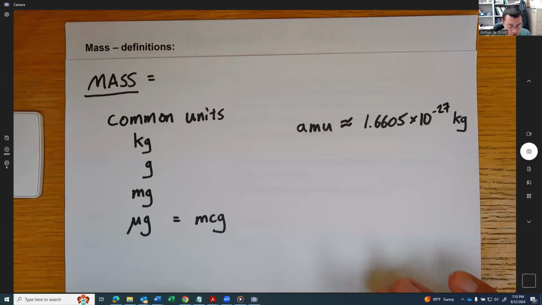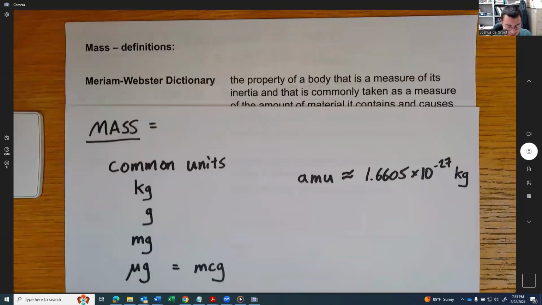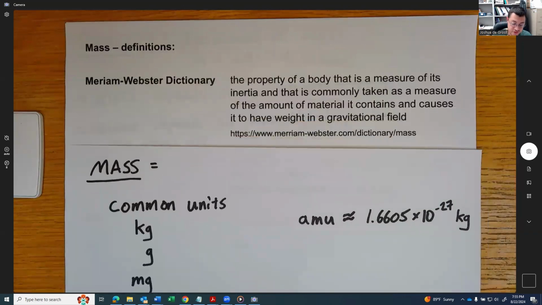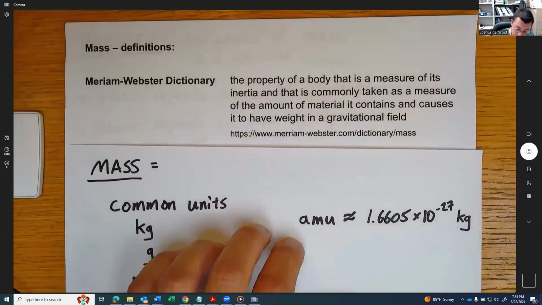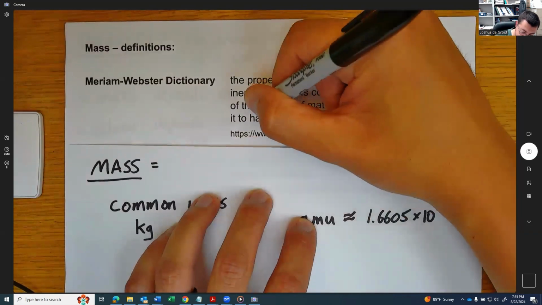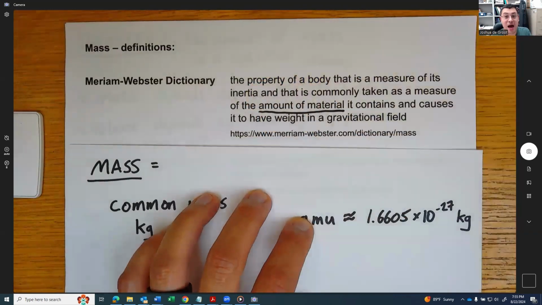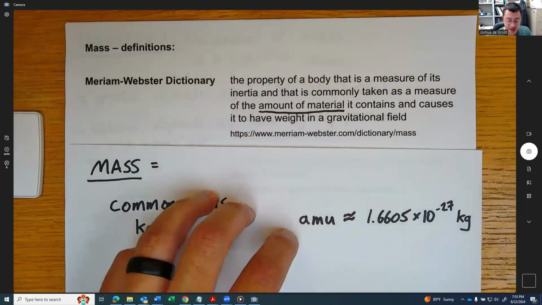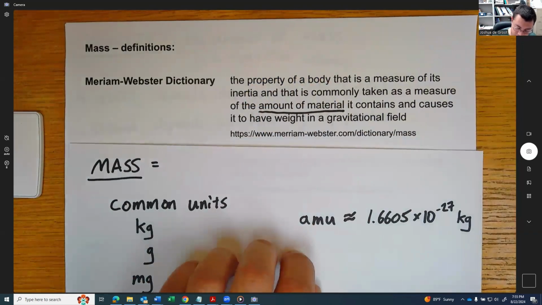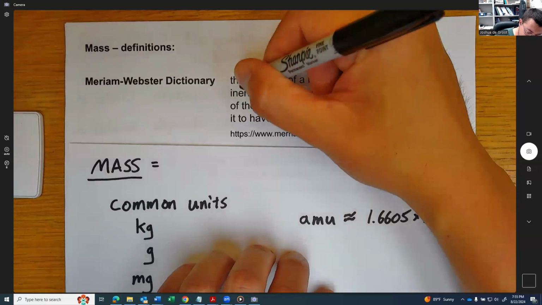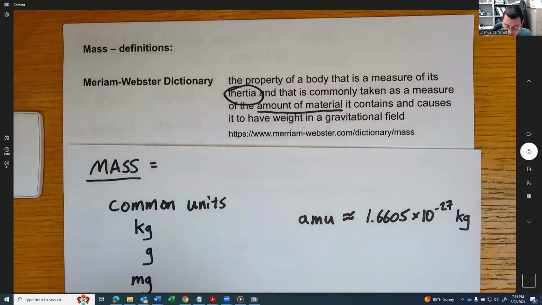So I want to show some different definitions of mass, so it's not just in my words. Going to the Merriam-Webster dictionary first, you can read through that. Something that sticks out at me is it mentions the amount of material. So we associate mass with how much material there is, how much stuff. If we want to get really technical, it has this word inertia. It's a property of a body of matter that is a measure of its inertia. So inertia is being taken into account.